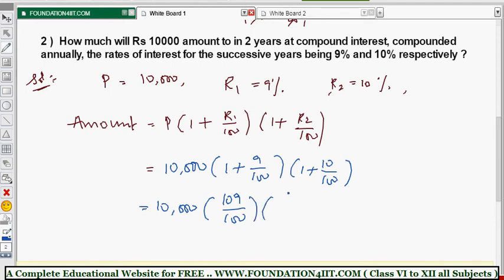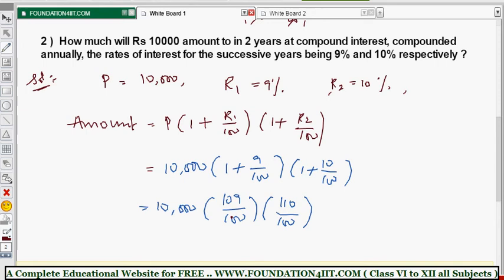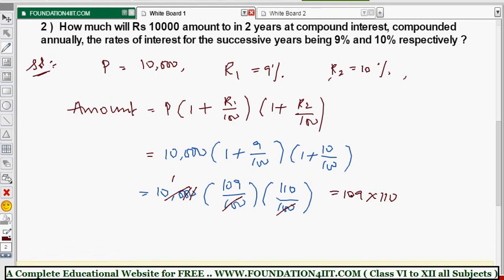And 1 plus 10 by 100 is 110 by 100. So LCM, right? Just simplify using a calculator. 100, 2 zeros, again 100, 1 0. So 109 into 110. This is the amount after 2 years.